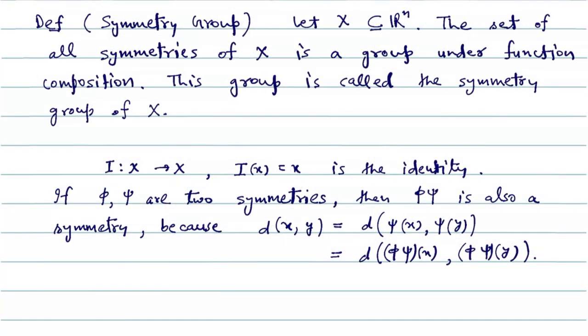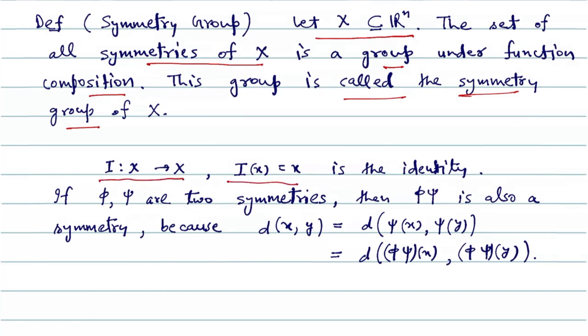We now define the symmetry group on a subset X of n-dimensional Euclidean space. It is the set of all symmetries of X, and it becomes a group under function composition, and this group we call the symmetry group of X. The identity function from X to X, defined as I of x equal to x, is the identity of this group. If phi and psi are two symmetries of X, then phi psi is also a symmetry.